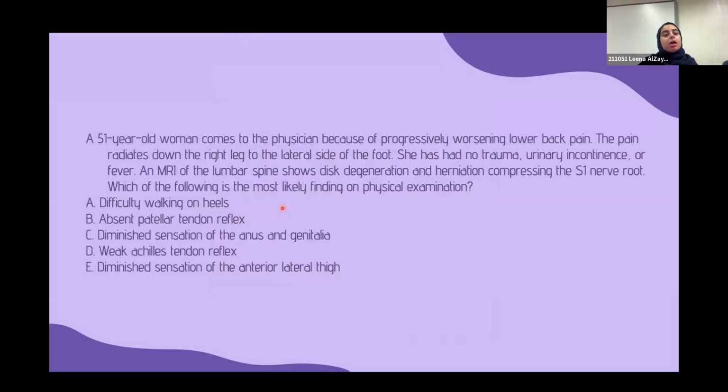Yes, okay. A 51-year-old woman comes to the physician because of progressively worsening lower back pain. The pain radiates down her legs along the lateral side of the foot. She has no trauma, urinary incontinence, or fever. An MRI of the lumbar spine shows disc degeneration and herniation compressing the S1 nerve root. Which of the following is most likely the finding on her physical examination?